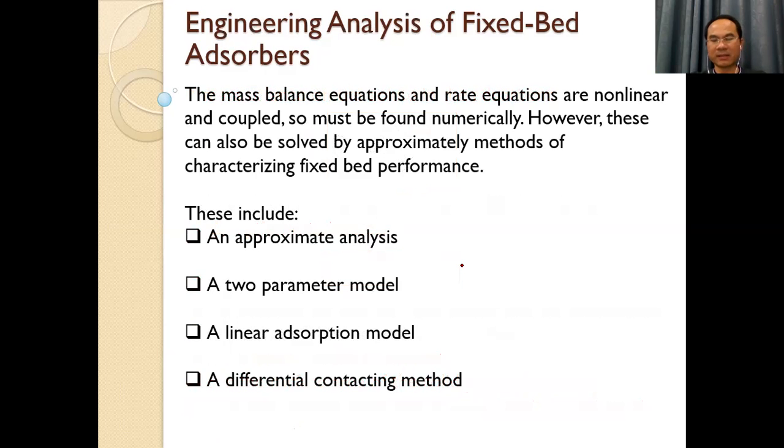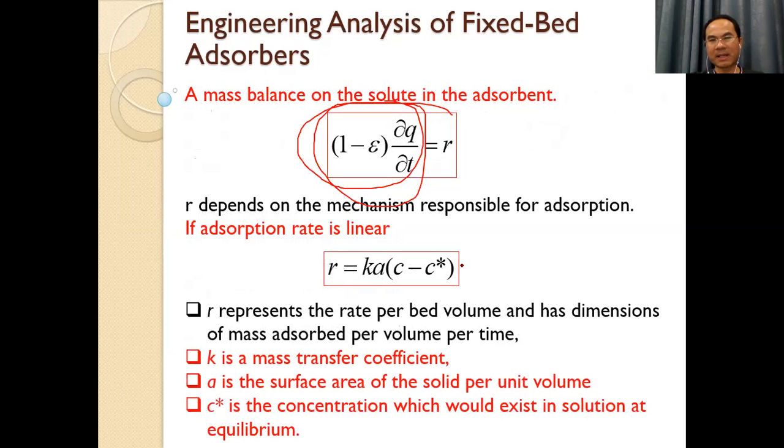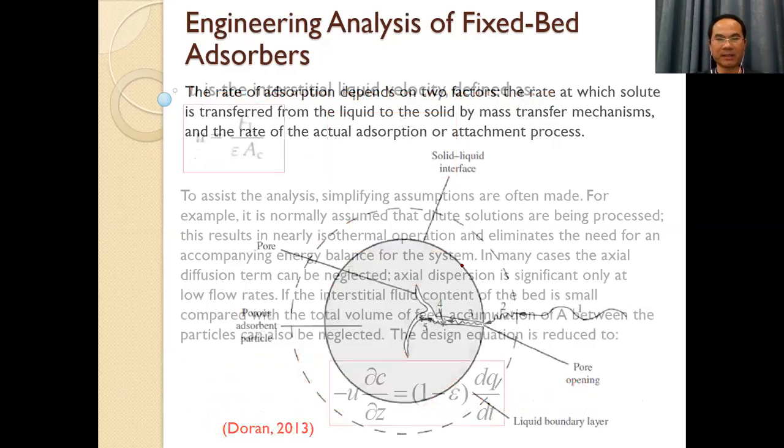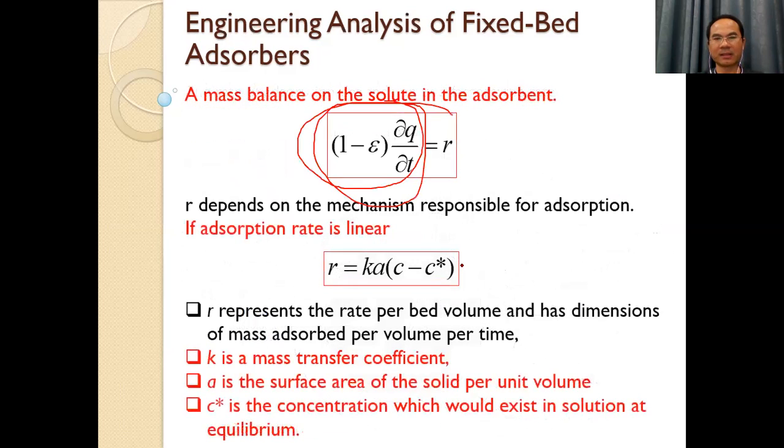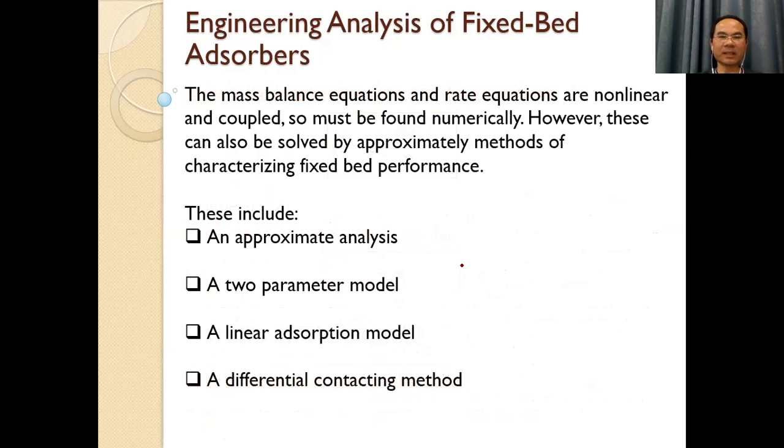For this case, we have to write the mass balance of solute in the liquid phase. This equation, together with the rate of adsorption, makes it also two equations. That's right, and they are quite complex. We cannot solve them easily.